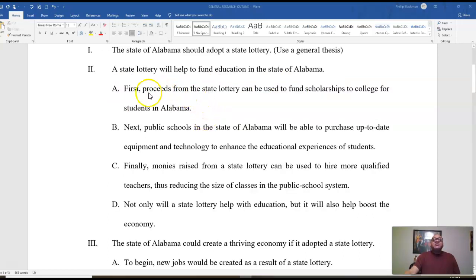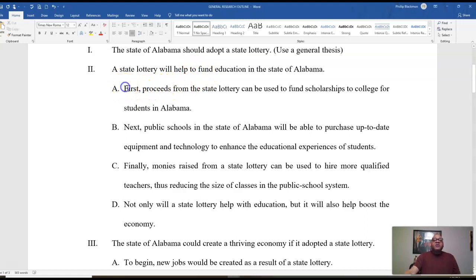Now I need to use clear thinking, logical reasons to support this topic sentence. And the one thing I want you to keep in mind with this is that you do not use research. You are not going to use research on this outline. You're not going to use research for A, B, and C. Okay? Keep that in mind. All of this should come from what you know about your topic.